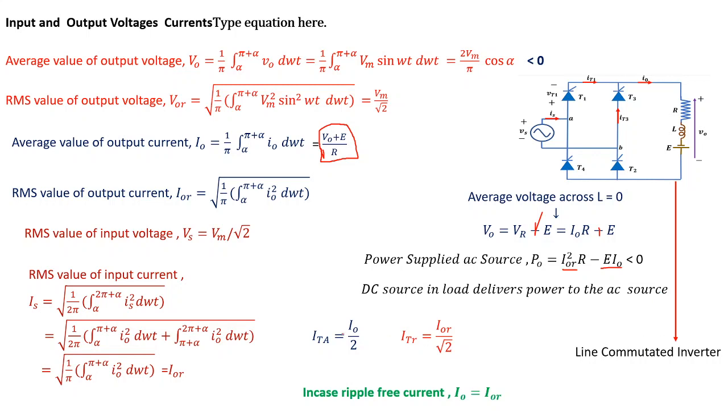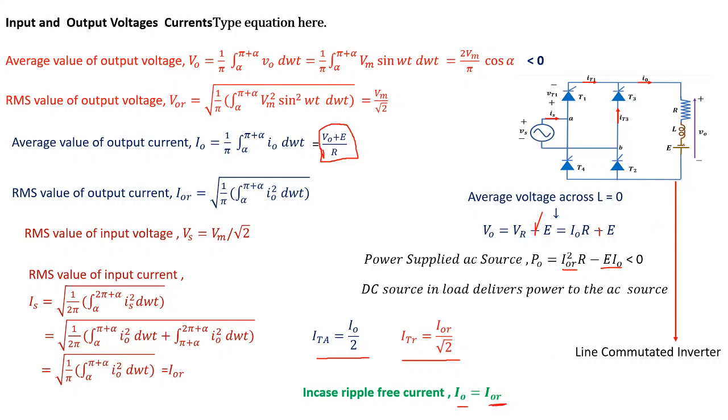Coming to the average value and RMS value of thyristor current, please refer to my previous lecture, that is module number 2, lecture number 7. We have discussed the operation of this converter in rectifier mode, and there we derived the formulas for the average value of thyristor current and RMS value of thyristor current, assuming load current is continuous. And in case the load current is ripple free, that is constant, then I0 is the same as IOR. That is, the average value of load current is the same as the RMS value of load current.